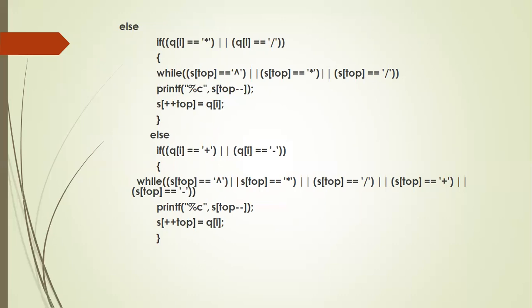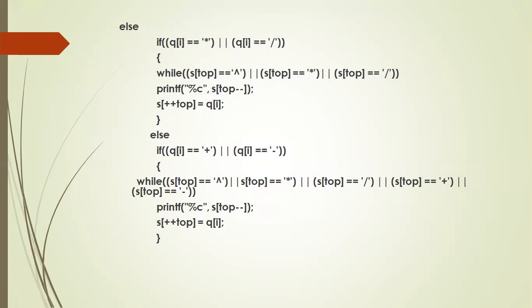Your stack top may contain star and slash. Again, the precedence of them is more than plus and minus. Or the stack may already contain another plus or minus, meaning the precedence of those two is equal to the new plus and minus. So you have to check for more possibilities: power, star, slash, plus, or minus. Again, print the corresponding symbol directly on the monitor. Then add the new symbol Q of I to the stack.